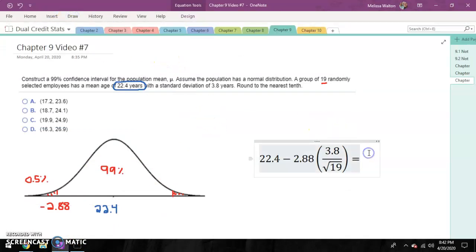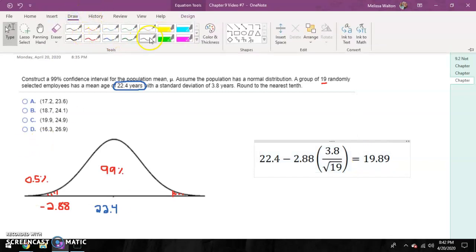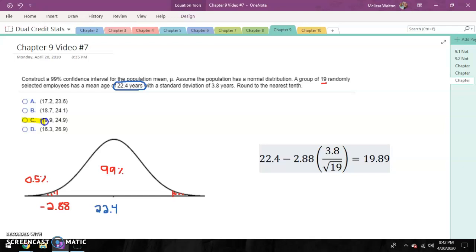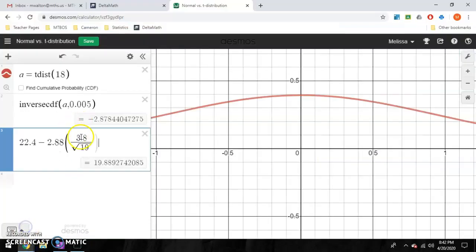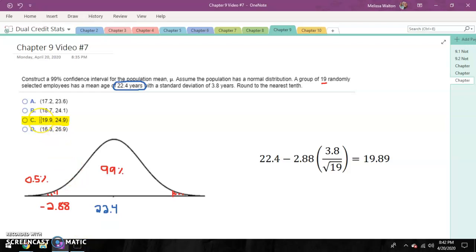All right, 19.89. Now, looking at this, the only one that it looks like it's close to is C. One thing that I am going to check though, just to double check to make sure that this is correct, is that my other endpoint is 24.9. Real quick, 24.9. Yep, and that's what I got, 24.9. So the answer to this one would be C. We are 99% confident that the mean age of this employer is somewhere in between 19.9 years and 24.9 years. All right, hope that helps.